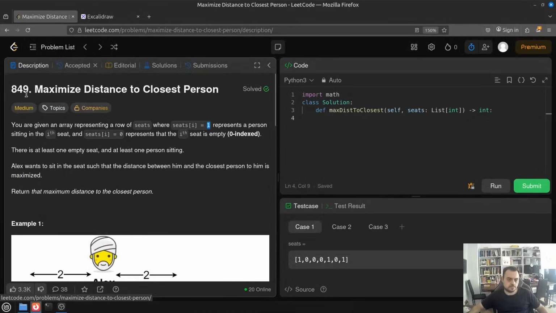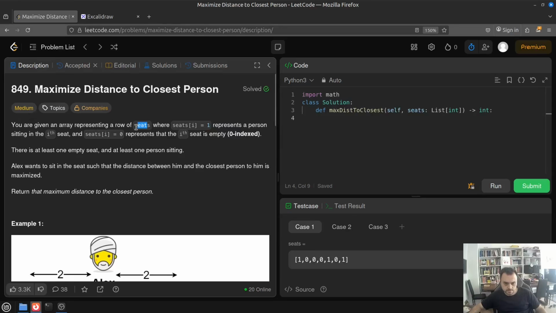Leetcode 849, maximize distance to closest person. It's a medium problem and it's quite standard for medium, so nothing very easy and nothing very hard, just your standard medium question. You are given an array representing a row of seats.